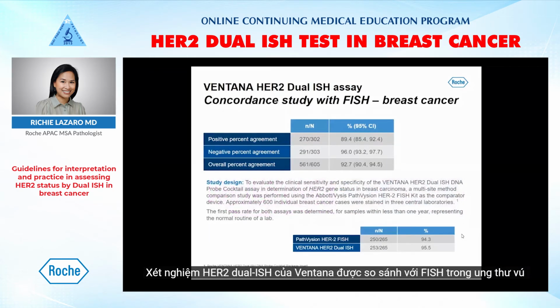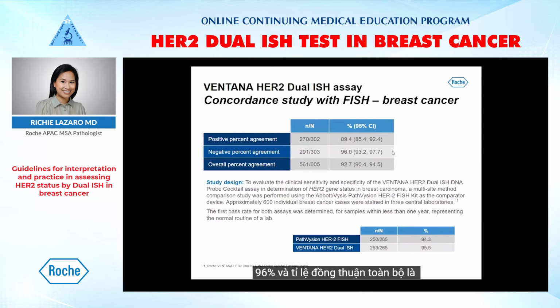The Ventana HER2 dual ISH has been compared with FISH in breast cancer through a multi-site method comparison study using Abbott Vysis's PathVysion HER2 FISH kit as a comparator device. Approximately 600 individual breast cancer cases were stained in 3 central labs. Positive percent agreement was 89.4%, negative percent agreement was 96%, and overall percentage agreement was 92.7%.